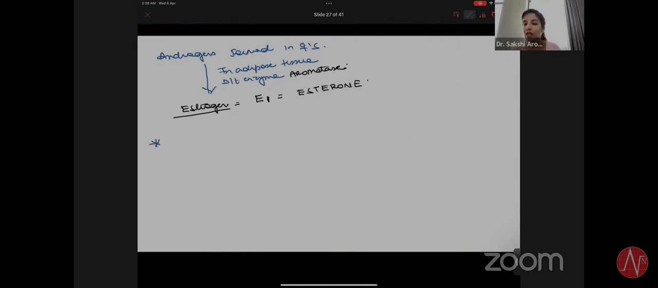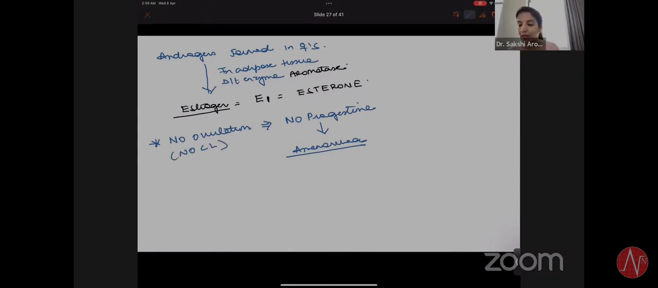So just now I was telling you that if there is no ovulation, there is no progesterone. And if there is no progesterone, I told you that there will be amenorrhea. ये तो मैंने अभी बताया था कि ओव्यूलेशन नहीं है तो प्रोजेस्ट्रॉन नहीं है, राइट? बिकॉज ओव्यूलेशन नहीं है तो कॉर्पस लूटियम नहीं है, एंड कॉर्पस लूटियम नहीं है तो प्रोजेस्ट्रॉन नहीं है, एंड प्रोजेस्ट्रॉन नहीं है तो एमेनोरिया होगा.